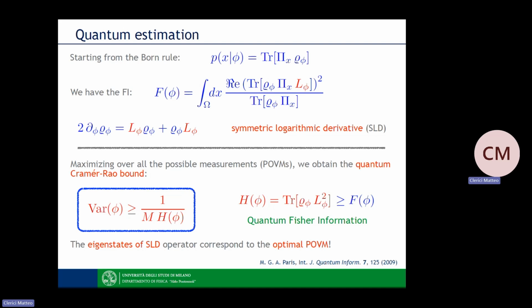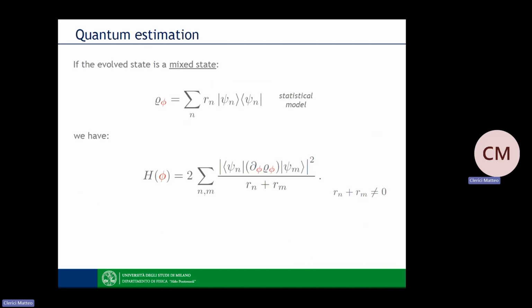And if you want to be precisely complete, the eigenvalues of your SLD correspond to the optimal POVM, which is usually not clear how to implement experimentally. This is essentially a mathematical tool. Sometimes you can find a way to implement it by some tricks.